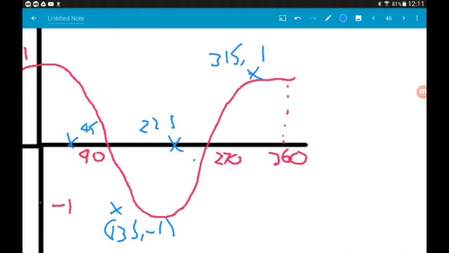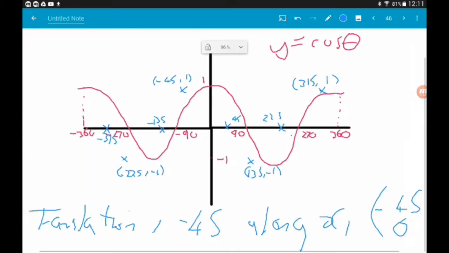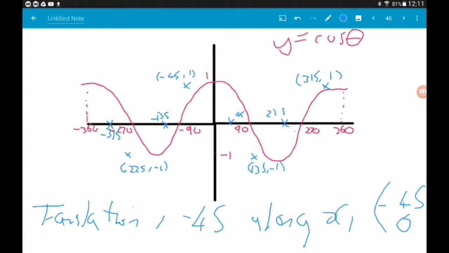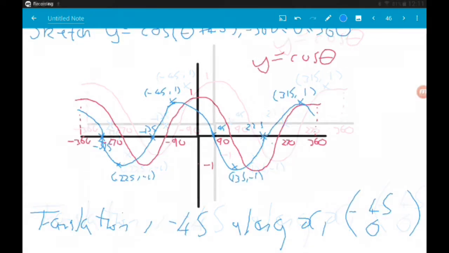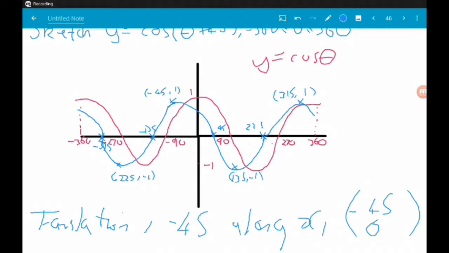And then the y coordinate is still 1. So those are the points we need to plot. Let's join them together. Okay, so there's the sketch for our graph. So again, nothing has changed with the graph. The shape hasn't changed. The y coordinates haven't changed. It's just been translated 45 degrees to the left.